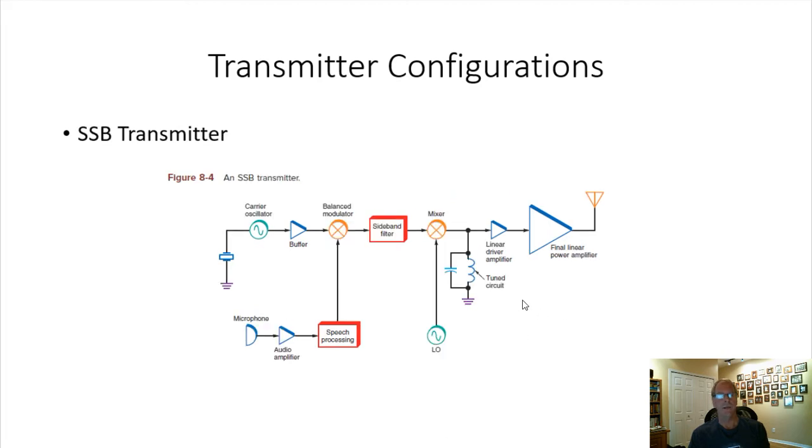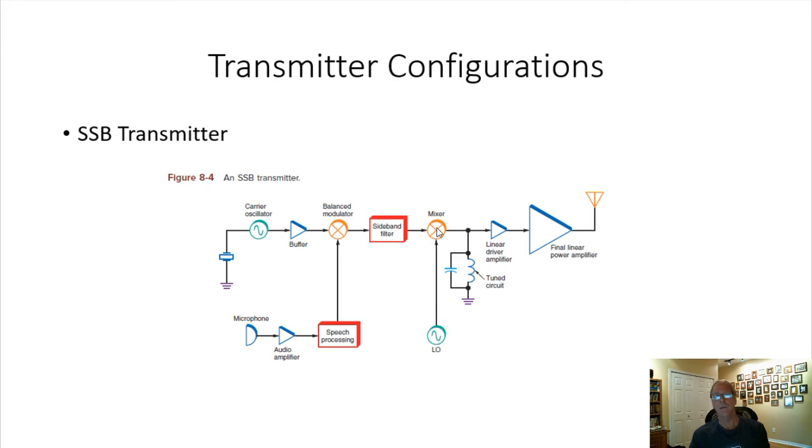Then we have an SSB transmitter. A couple of different things here. Now we already did talk about how a balanced modulator generates what? It generates a double sideband signal. DSB is right here, double sideband. Then we filter out everything except for one of the sidebands, and then it goes into this mixer.